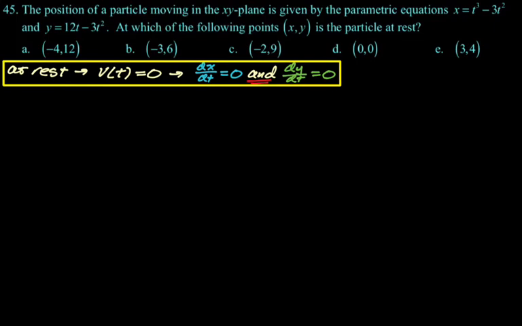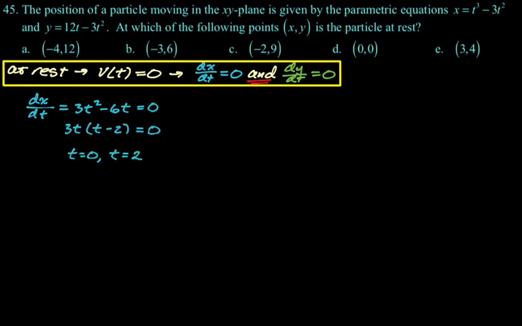So dx/dt, power rule, 3t squared minus 6t, got to equal 0. I'm going to factor, set it equal to 0, and solve. So I get t is 0 and t is 2. dy/dt is, by the power rule, 12 minus 6t. That equals 0. We need to solve that. That's just t equals 2.